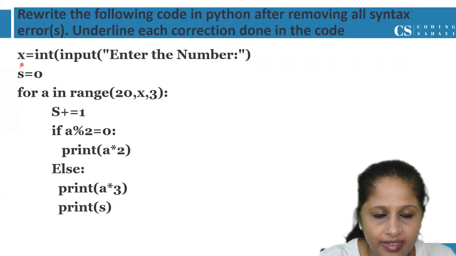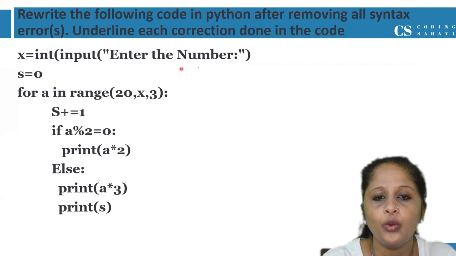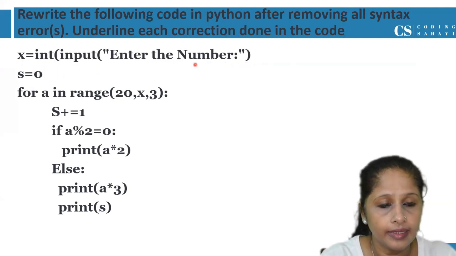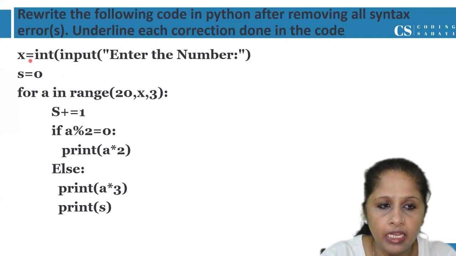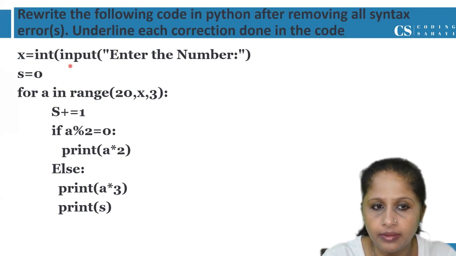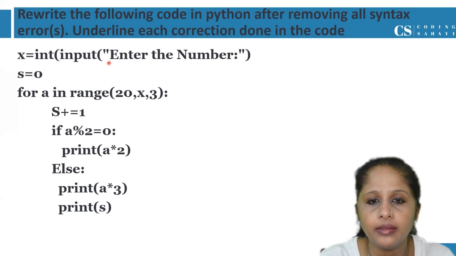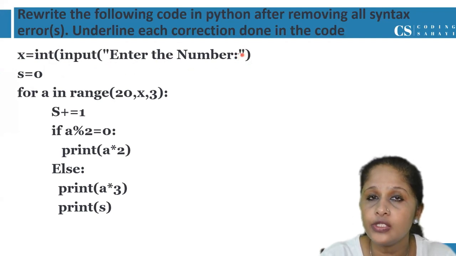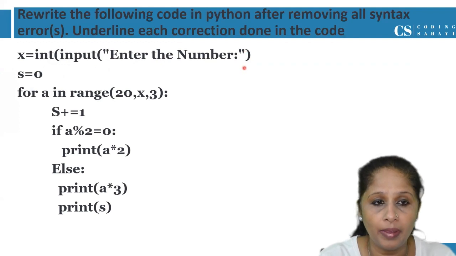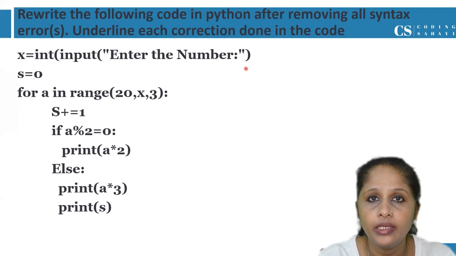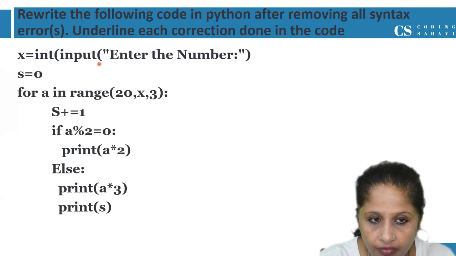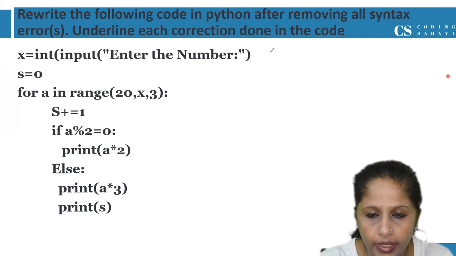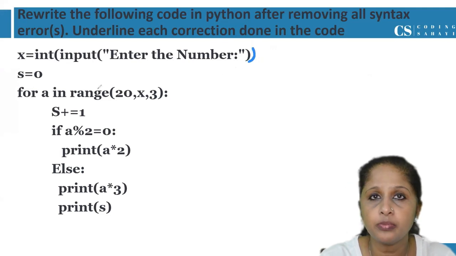So our next question, it is x equal to int input, enter the number. So is there any error in this line? Let's analyze it. So here x equal to int, opening a parenthesis, input, opening another parenthesis, opening a quote, enter the number, colon, closing the quote and closing this parenthesis. Here any problem? Yes, here we open two parentheses but only one is closed. So that is the error here. So that must be closed.